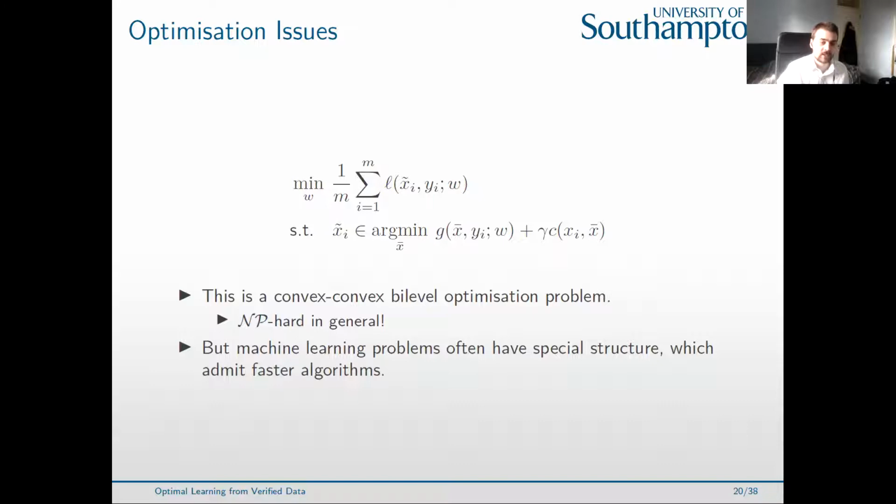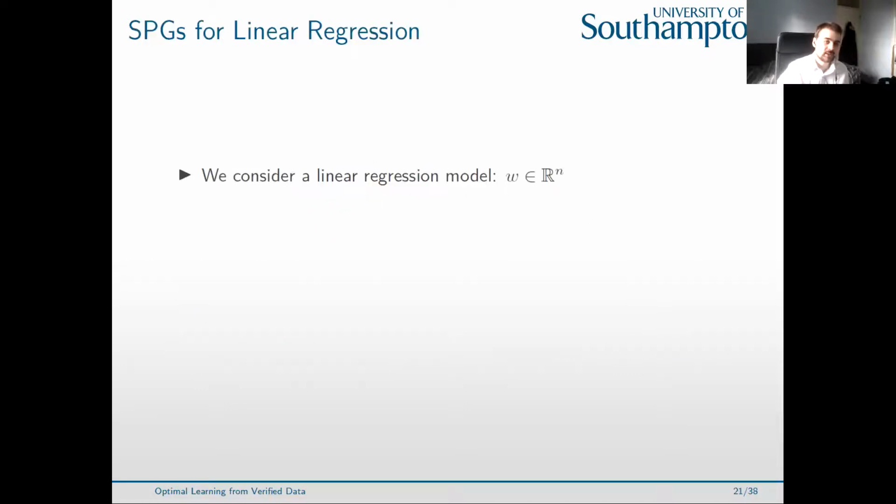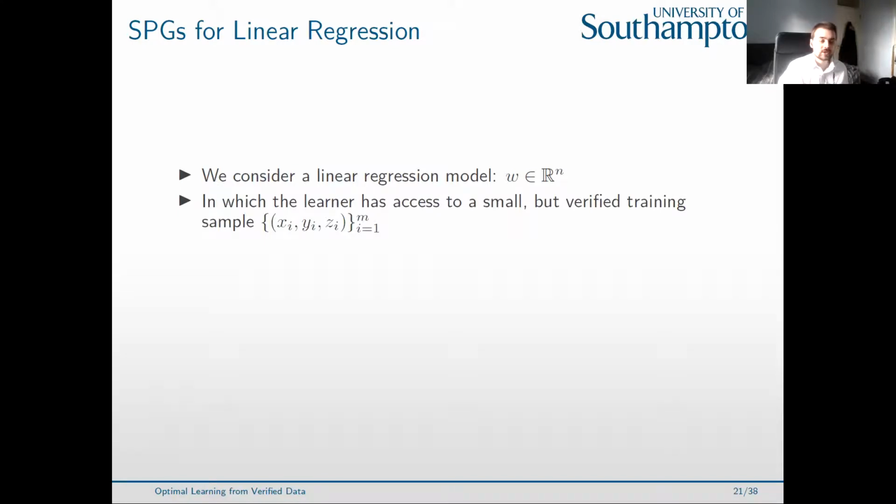So this is really the key idea behind our work: we're going to work with linear regression in a minute, and you'll see that the special structure of linear regression in particular allows us to find polynomial time algorithms for this kind of problem. And we believe that there might be polynomial time algorithms for other machine learning models, but we didn't investigate this yet in the paper. So as I said, we consider this Stackelberg game for linear regression. We assume that our model is simply a weight vector in R^n.